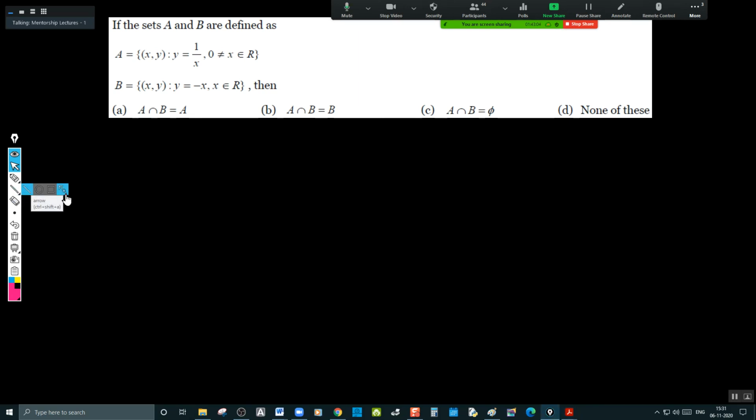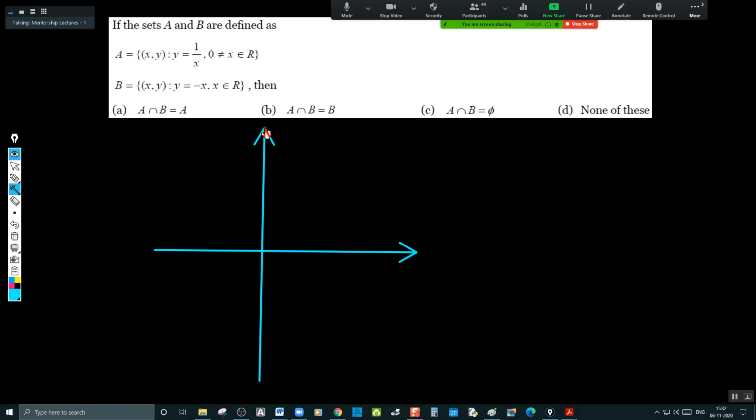Little graphical knowledge is needed to understand this. Anyway, I'll make you understand, even graphically also. Just follow this carefully. What I'm doing, I'm taking x-axis and y-axis just to show you how this goes graphically. And after that, we will see that algebraically also.